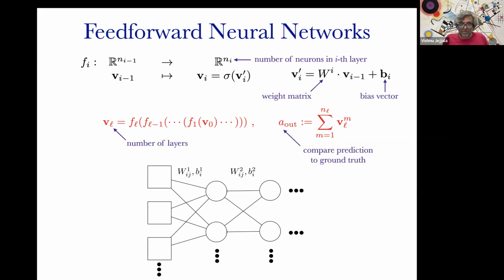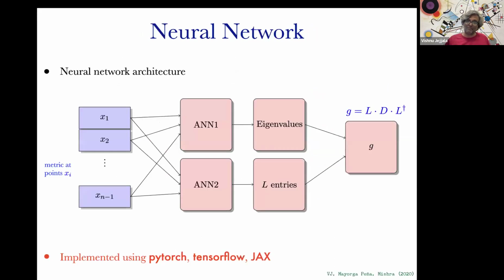The number of layers is a parameter that you can tune, and we want to take the prediction of the network and compare it to what we call the ground truth. Oftentimes, the ground truth is something you've tabulated. In our case, the ground truth is unknown. We know when the ground truth is satisfied because the loss function vanishes with the Ricci-flat metric. And then we use backpropagation in order to tune these weights and biases to minimize the loss function during training.